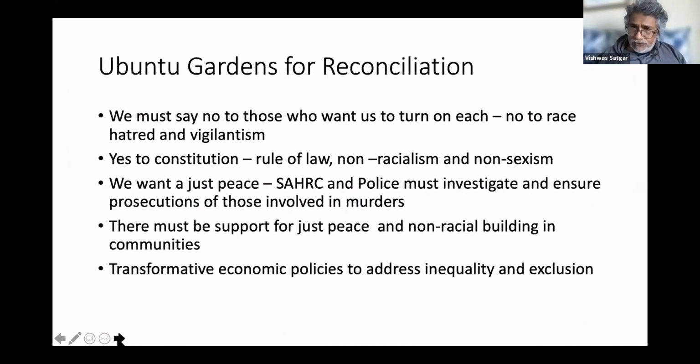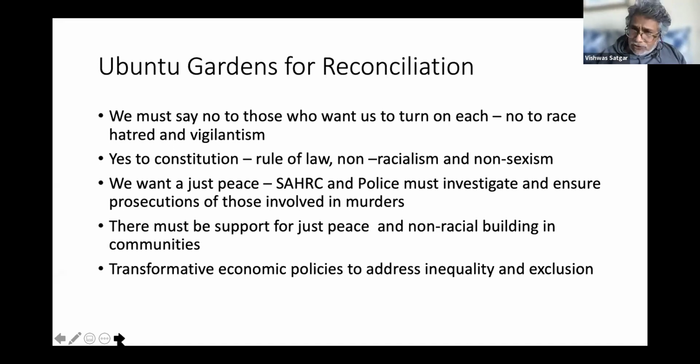We all know that Ubuntu is about finding the deep humanity in all of us. And that's what we really need today. And we feel these Ubuntu gardens must say no to the racists amongst us that want us to engage in hatred, that want us to engage in race-based vigilanteism and so on. These gardens are saying no to all of that.